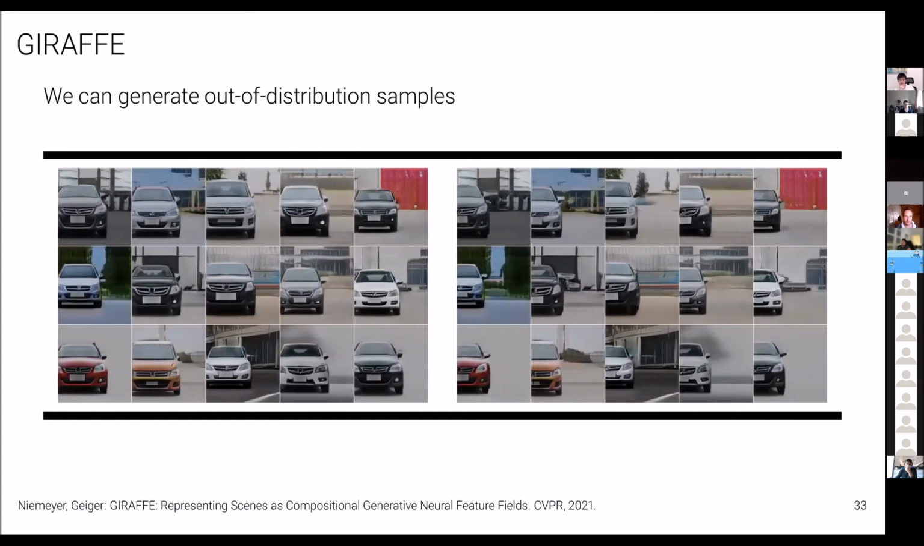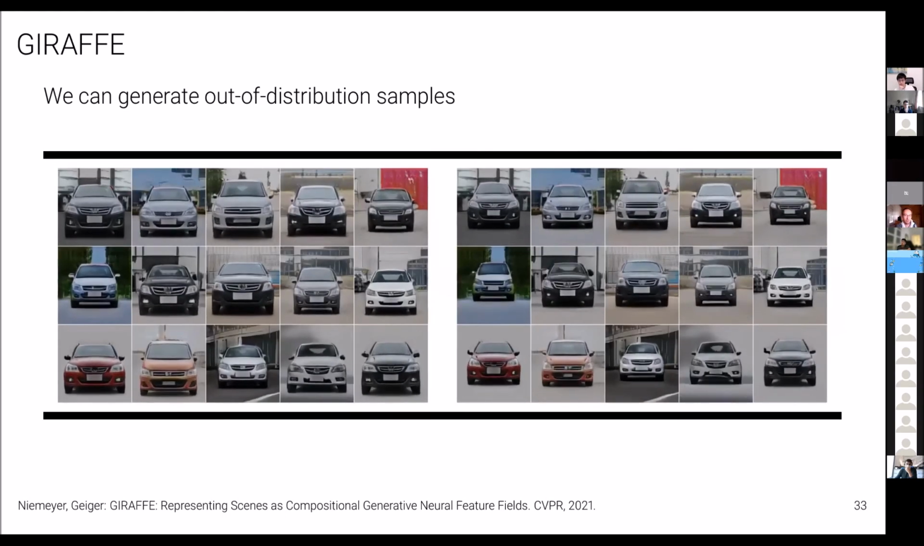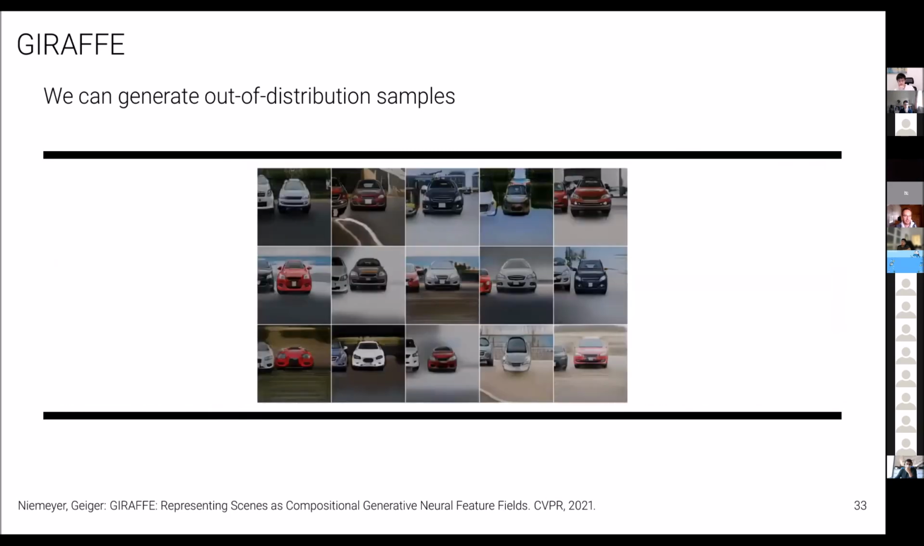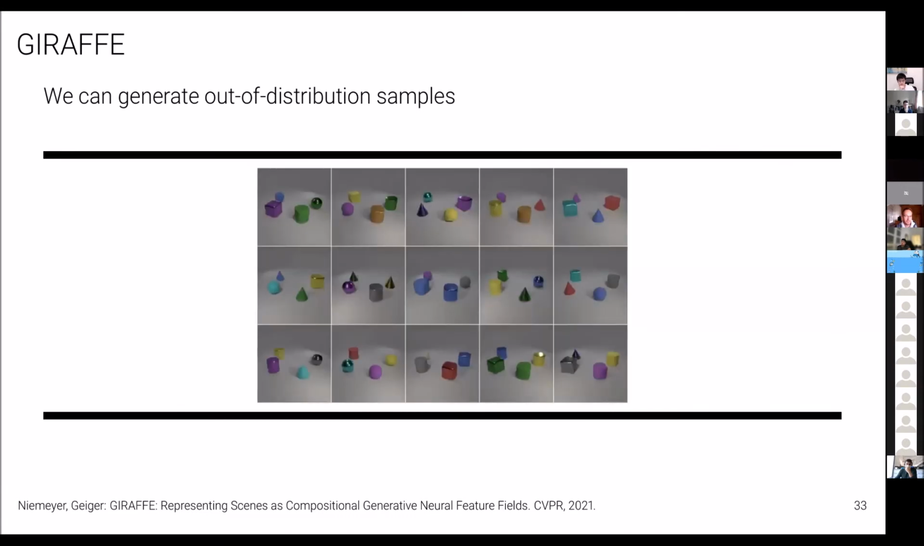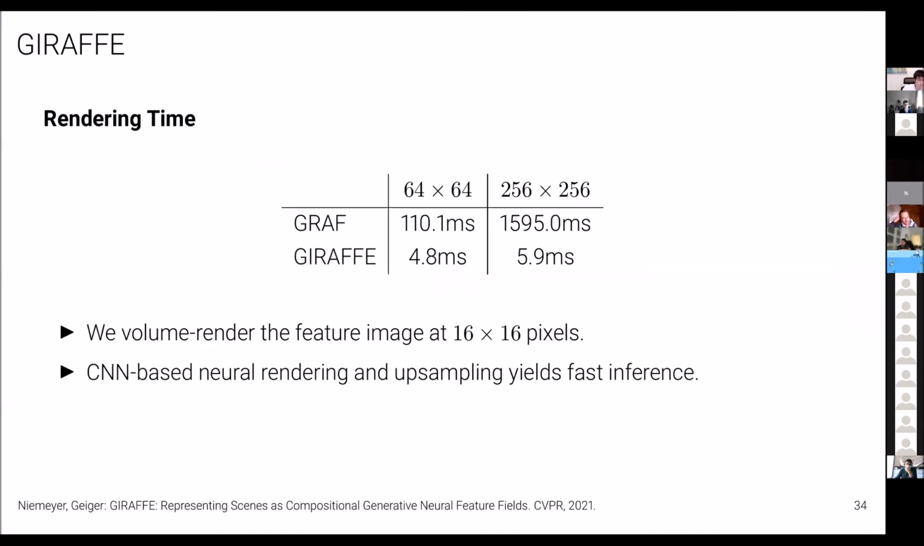We can even generate out of distribution samples. So what you see here is samples where the car is translated more than it was translated in the original data set. Or we can add additional cars into the scene, more cars than were present in the original data set. Here's a little comparison of the rendering time to highlight the difference between this low resolution feature rendering and then upsampling compared to directly rendering the RGB image with a neural radiance field representation. You can see that it has a big impact, in particular if you go to larger resolutions, you get a quite significant speed up.